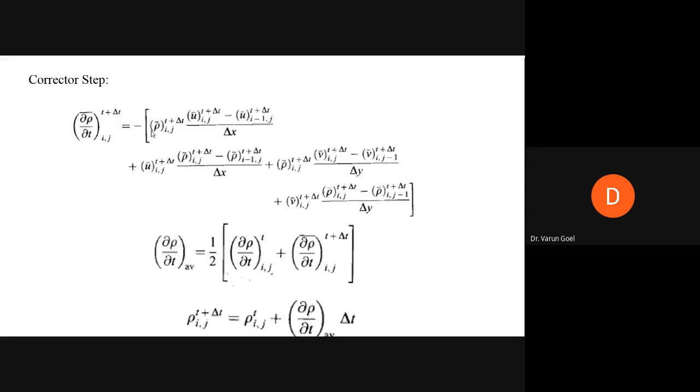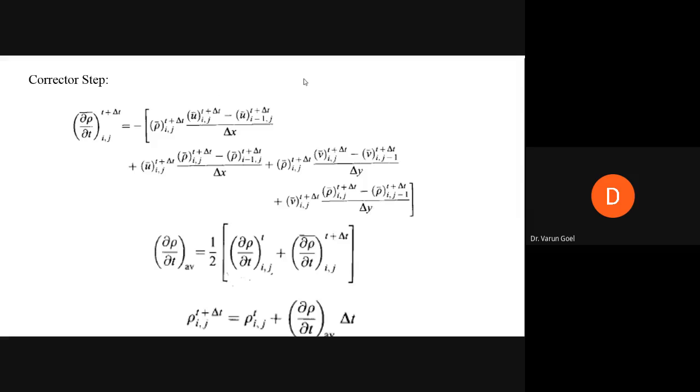So here if you see this rho, that is the predictor step density, then u bar i,j,t plus delta t minus u bar i minus 1,j,t plus delta t over delta x, plus u bar i,j,t plus delta t times (rho bar i,j,t plus delta t minus rho bar i minus 1,j,t plus delta t) upon delta x, plus rho bar i,j,t plus delta t times (v bar i,j,t plus delta t minus v bar i,j minus 1,t plus delta t) upon delta y, plus v bar i,j,t plus delta t times (rho bar i,j,t plus delta t minus rho bar i,j minus 1,t plus delta t) divided by delta y.